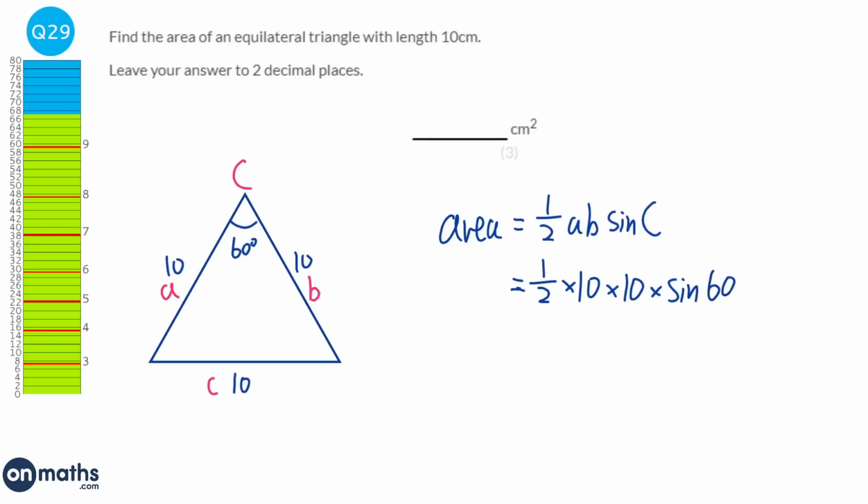With a, b and c, it doesn't matter what you label a, b and c, as long as the angle is opposite the side with the same letter. The angles are all capital letters, the lengths are all lowercase. Okay, so let's put that into our calculator, and we get the answer of 43.301. It wants it to 2 decimal places, so that is 43.3.